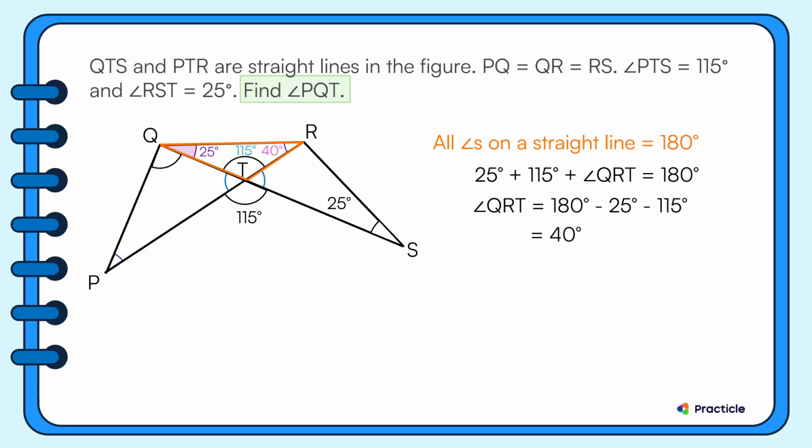Now that we've found that each of these base angles is 40 degrees, it's time to find angle PQT. Let's subtract 40 degrees, another 40 degrees, and 25 degrees from 180 degrees. 180 minus 40 minus 40 minus 25 is 75. Angle PQT is 75 degrees. Did you get that?